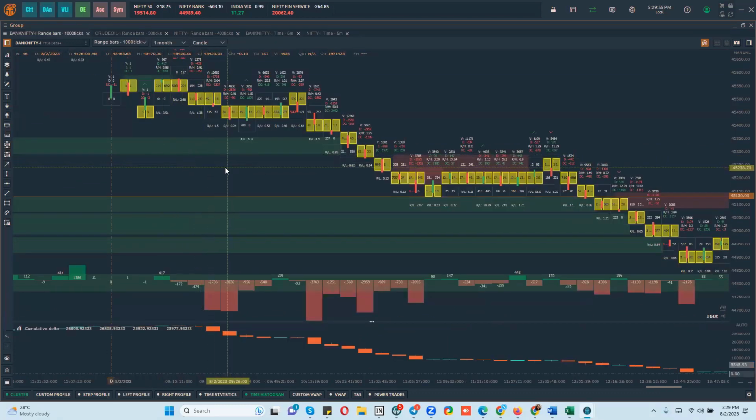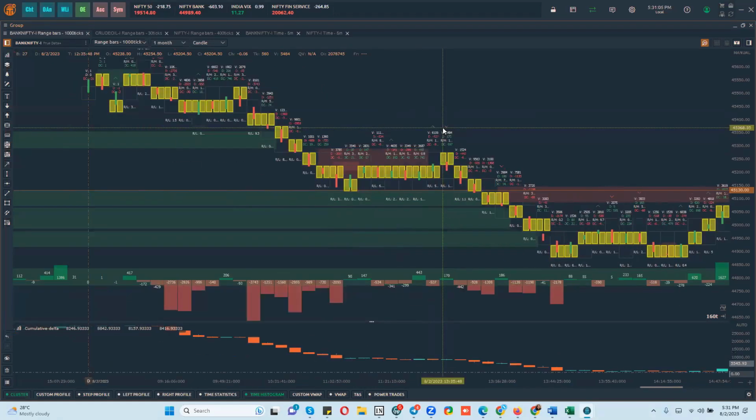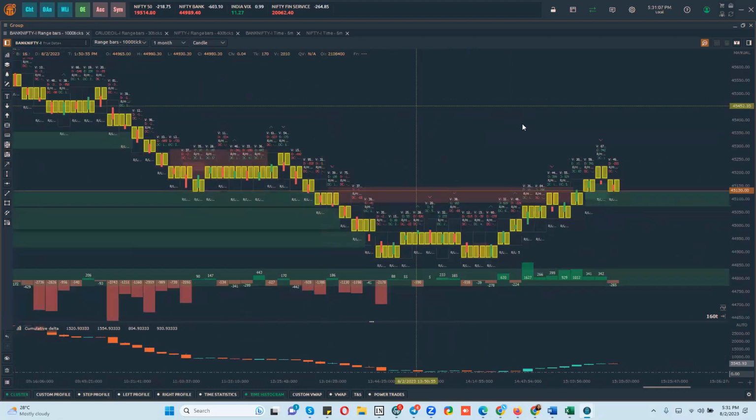So the majority of the volume has happened between 916 to 926. So this way you will be able to identify when exactly the big volumes are getting traded. And whenever big volumes are getting traded, there is a chance that the candle will start forming as quickly as possible. So you're looking at something differently.